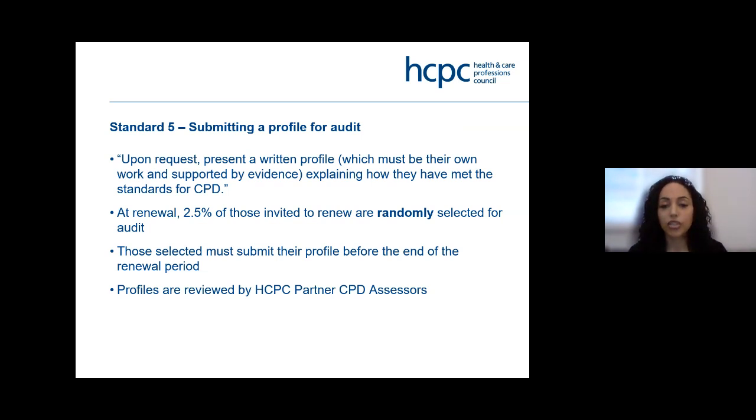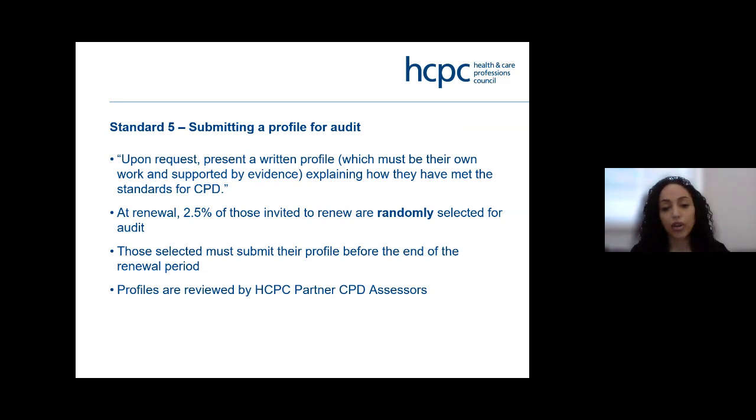So at renewal, just to recap, we select 2.5% of each profession that's in renewal at that time. It's a completely random selection, which I can assure you it is. And that does mean that in some cases you might have a colleague who may have been selected more than once at any time throughout their registration. Those selected must submit their profile by the end of the renewal period. So as I mentioned before, the deadline is the same as your renewal deadline.